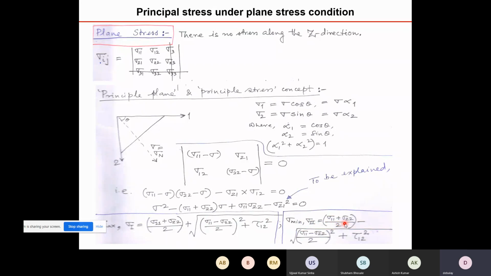equal to (sigma 11 plus sigma 22)/2. In place of plus, it will be minus, because the final expression will be plus minus. So the plus value will be the higher value, sigma 1, and the minus value will be the lower value, that is sigma 2. Sigma max and sigma min. So these two are the principal stress values that you will get.